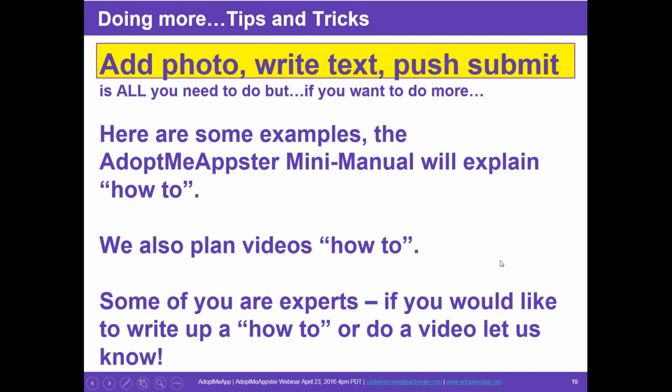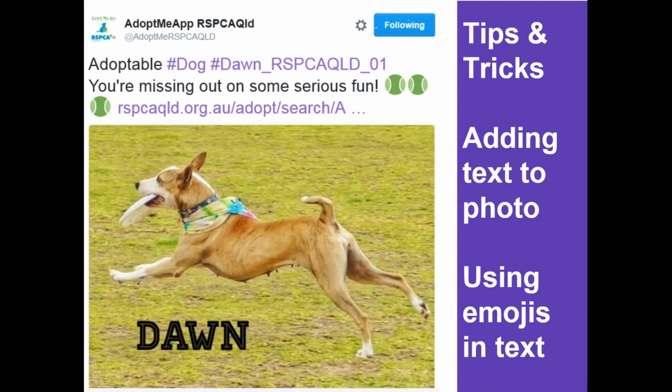But if you want to do more, there are things you can do. And we're not going to talk about how to do these things. In fact, I'm writing a mini manual on this. So we're going to do some videos. But I'll just go through the things that you could do. And certainly, these are all examples from AdoptMeApp Appster. So these are things that people are doing.